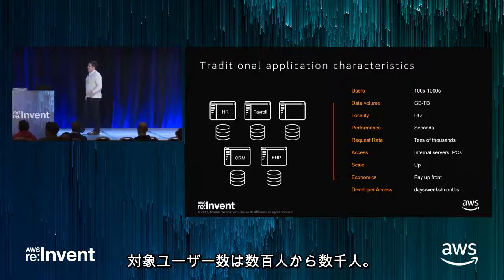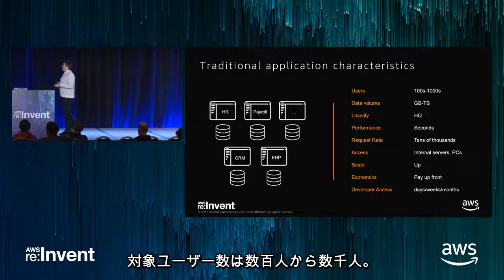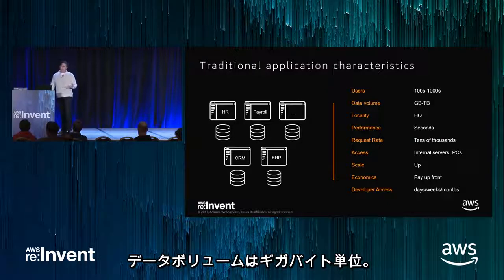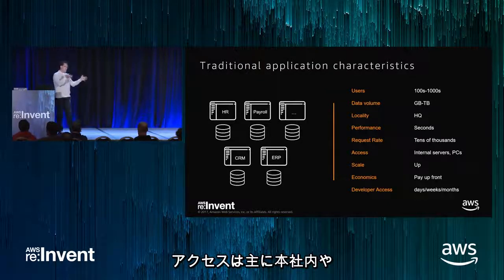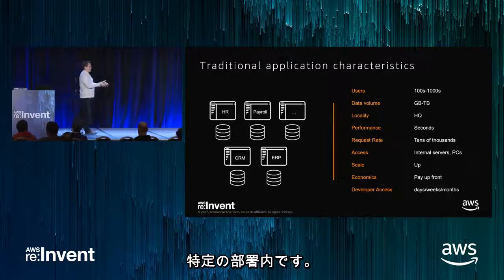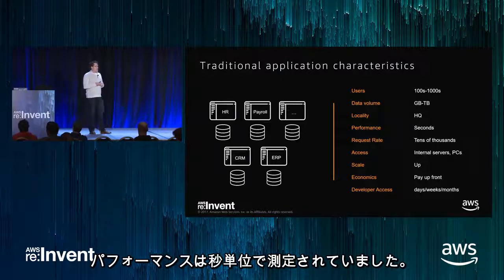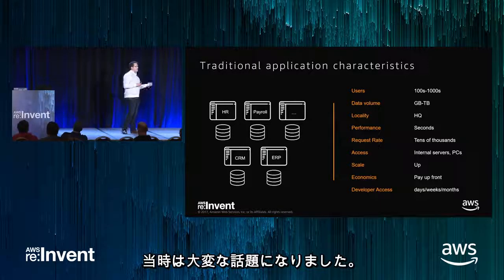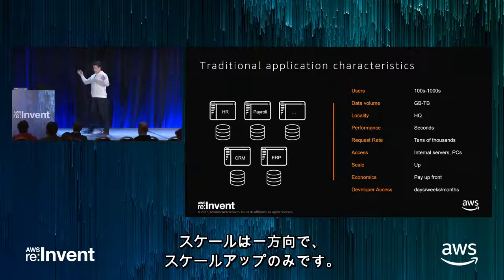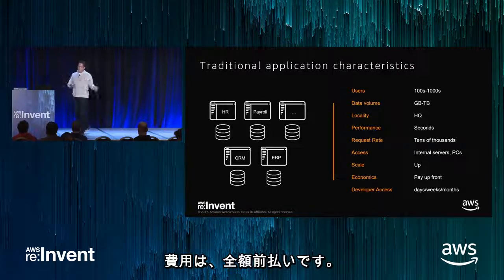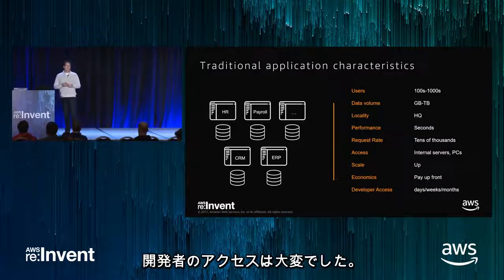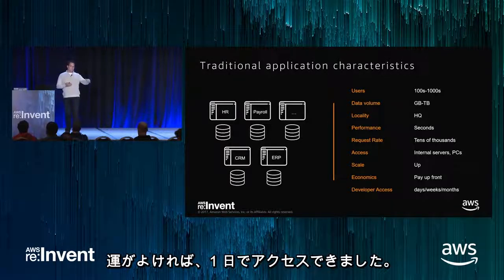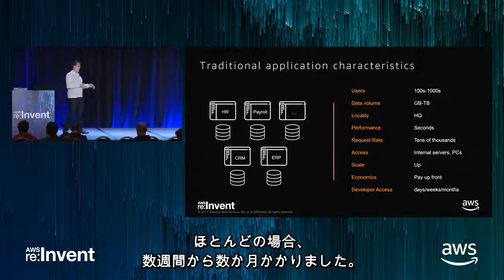Users were measured in the order of hundreds to thousands. Data volume was typically gigabytes. Locality usually was access within a headquarters or division. Performance was often measured in seconds. And if you heard about an app that did tens of thousands of requests per second back then, that would be a big deal. Scale was pretty much one way, scale up. The economics were that you pay for everything up front, and developer access, if you were lucky, you could get in a day, but it was often weeks or months.